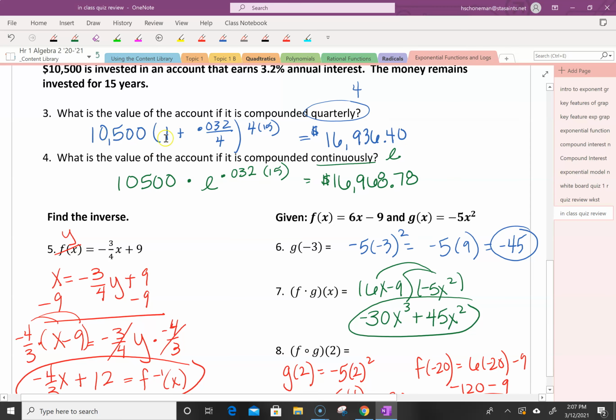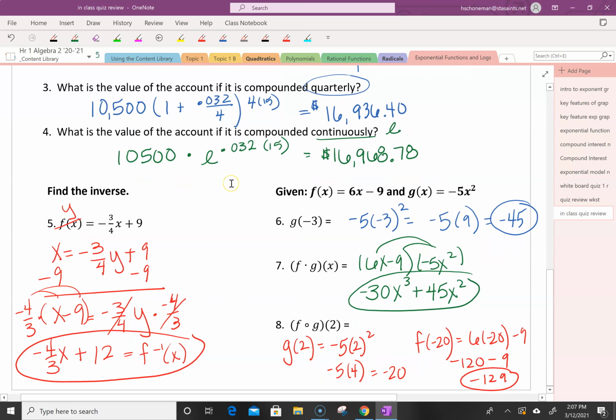So this 10,500 was the principal, so I did that times 1 plus the rate as a decimal, which is 0.032, divided by the number of compounding periods, which was 4 because it was quarterly, raised to the n, which is 4, times t, which is time, which is 15, and I get this 16,000 number. If it had said monthly instead of quarterly, you would have done it 12 times, and if it said semi-annually, you would have done it twice, where there was a 4. But on question 4, it said that it compounded continuously, so that's how you knew you needed to use the e equation.